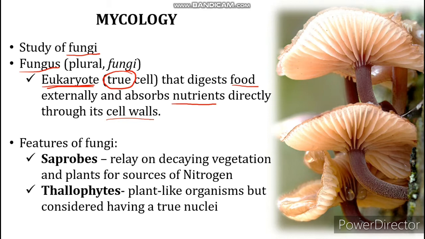First one, it is considered as a saprobe, wherein they rely on decaying vegetation and plants for sources of nitrogen. And it's also described as a thallophyte, wherein thallo meaning true nuclei and then phytes is plant-like, meaning they are plant-like organisms pero hindi talaga sila plants. Because, take note that plants are considered as prokaryote, meaning wala silang nuclei. But for fungi, they have a true nuclei.